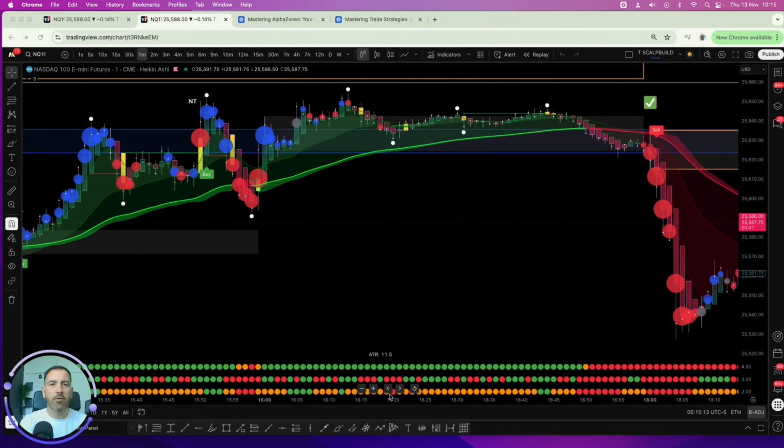I'm T. Today we're going to be going through the New York Nasdaq price action, and I'm also going to be explaining why this is the best buy and sell indicator on TradingView. So with AlphaZones, very quickly, let's just go over exactly what we're looking for when we're taking a trade.